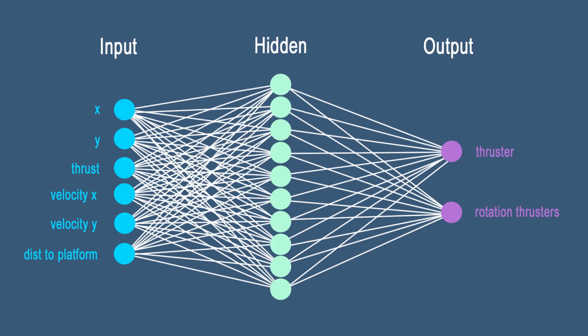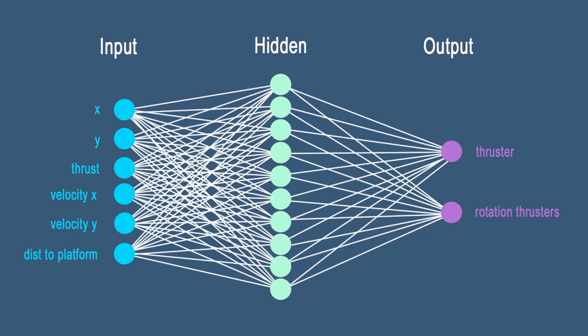The inputs that get fed into the neural network are the X, Y, thruster, and XY velocity of the ship. Also the distance to the goal, which is the platform. I'll be using 10 hidden nodes and 2 output nodes. The 2 output nodes will decide whether to turn on the thrusters to make the ship move in the direction it's facing, and/or the rotational thrusters to make the ship rotate.